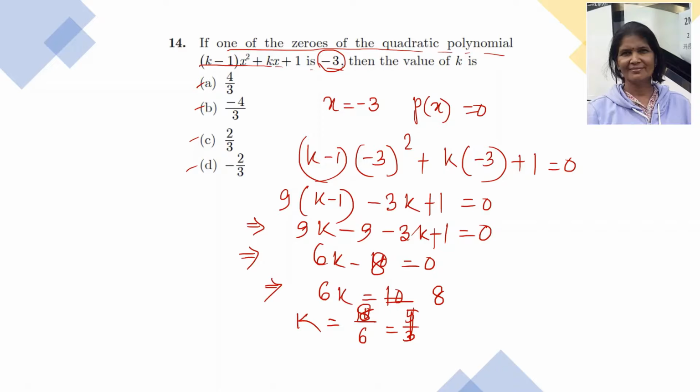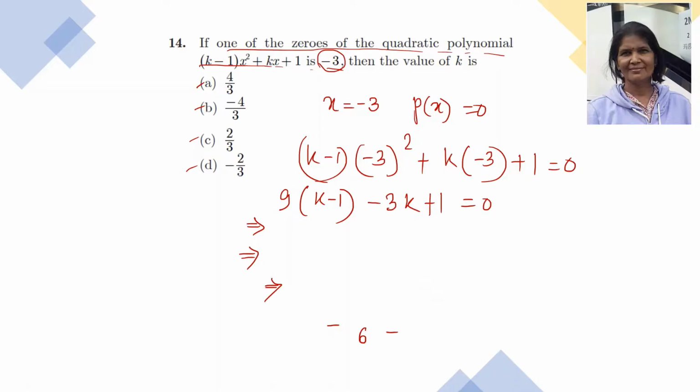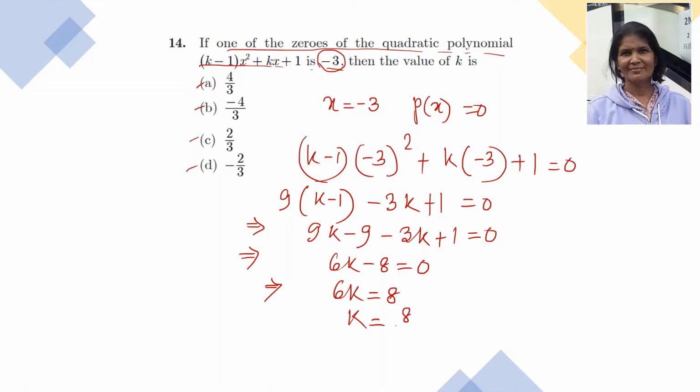So let me rub it again from here so that I will make it correct. So it will be 9k minus 9 minus 3k plus 1 is 0. This gives me 6k minus 8 is 0. 6k is equal to 8. k is equal to 8 by 6. That will be 4 by 3. So 4 by 3, A is the answer.